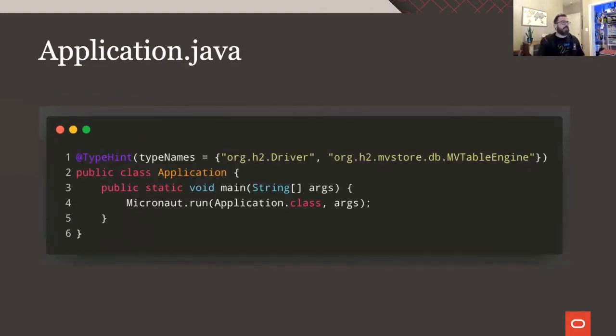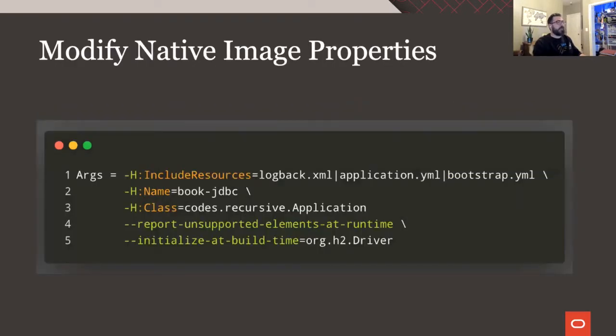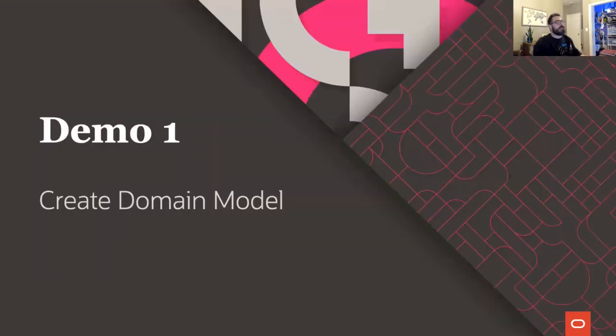Open your Application.java class and add a type hint, and this is going to be specific to the actual database that you're working with. In this case, we're going to first look at using the H2 in-memory database because it's nice, it's easy, and it just works out of the box. You don't have to do any configuration or anything like that, right? And I'm also going to create a GraalVM native image out of the application. So I modify the native image properties just to add a few things here: the name of the application, the main class, and so on and so forth, and the driver. So let's get into the code.